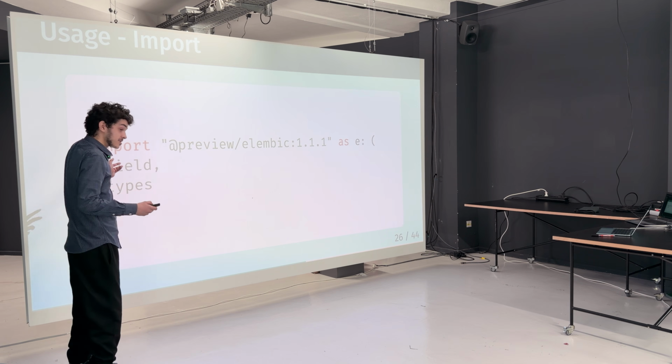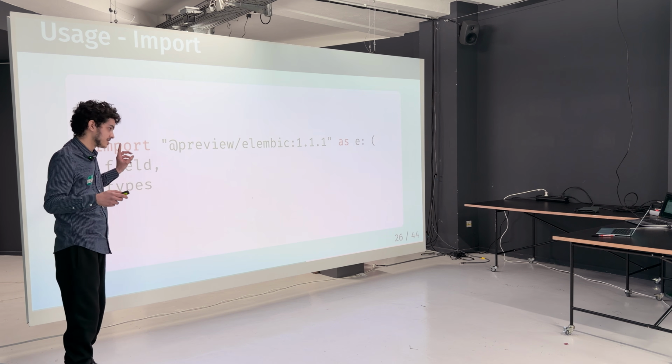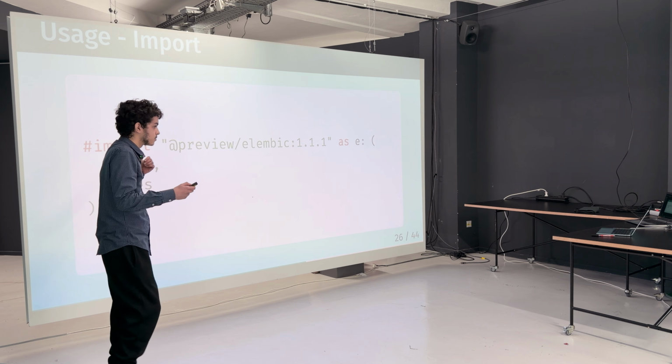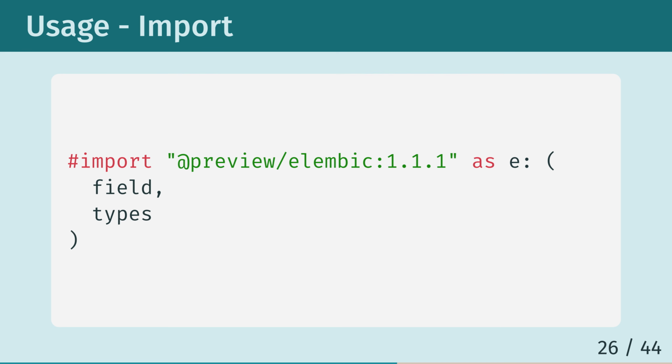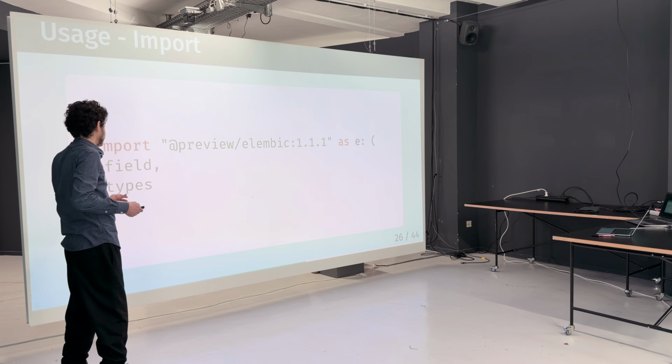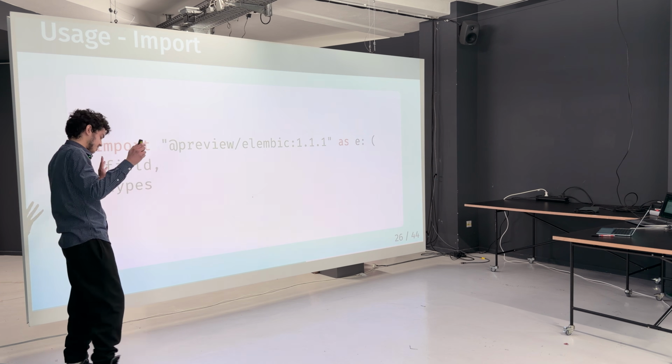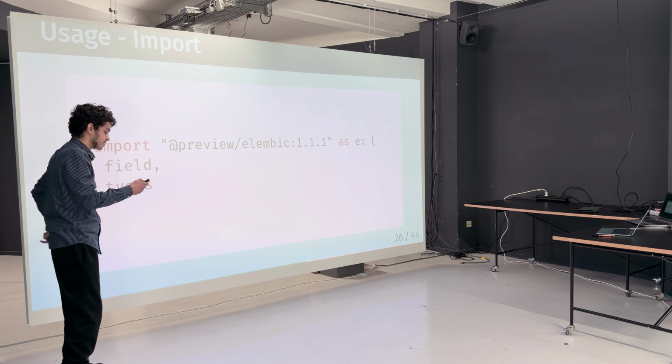So well, here you can see how we can use Elembic. I'm going to give you an example of how we might use it for the warning box. So first we have to import it from Typst universe. You may take these functions, which I'll explain what they are in a bit. This is also a module.